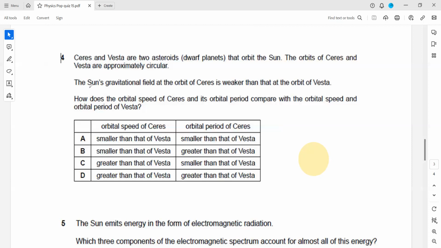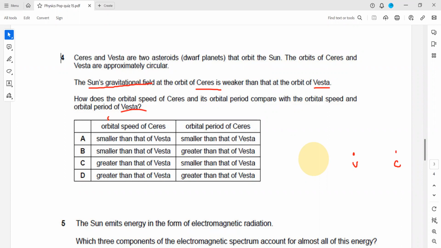So if you read this statement, the gravitational field strength at the orbit of Ceres is weaker than on Vesta. So it means Vesta is closer. Vesta is closer to the Sun, so it will experience stronger gravity as compared to Ceres. How does the orbital speed and the orbital time compare with the orbital speed of Vesta?